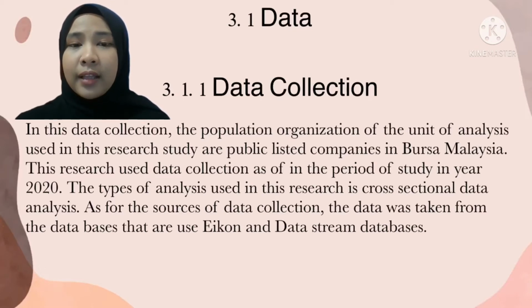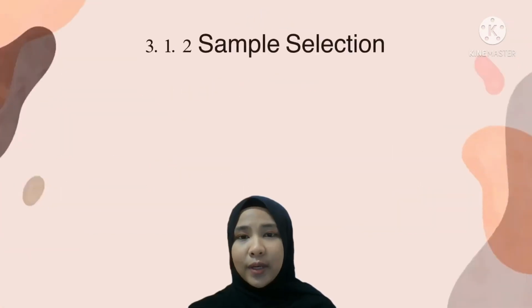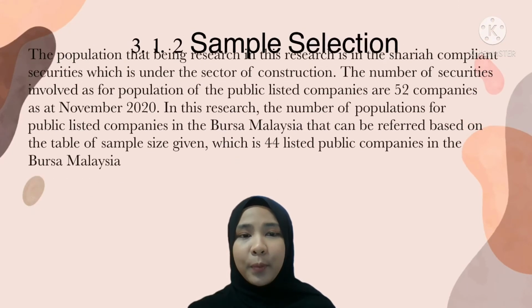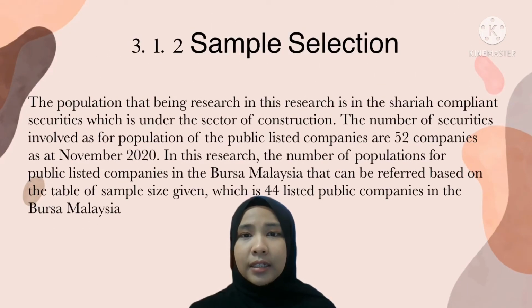As for the source of data collection, the data was taken from the Eikon and Datastream database. The next one is sample selection. The population being researched in this research is the Sharia compliant securities under the construction sector. The number of securities involved as the population of public listed companies is 52 companies as at November 2020. In this research, the sample size based on the table of sample size given is 44 listed public companies in Bursa Malaysia.